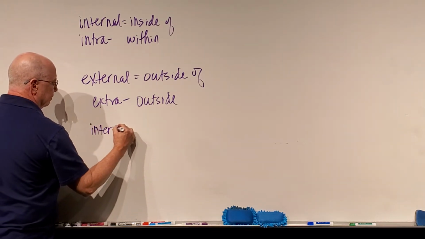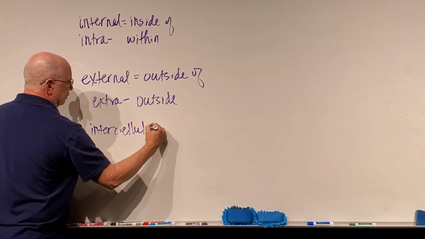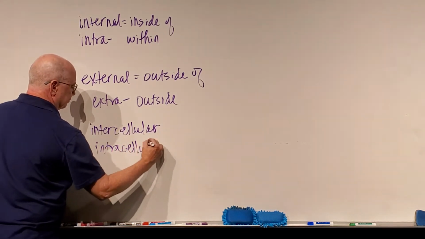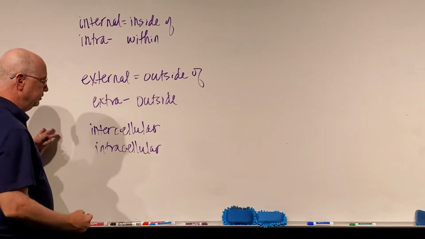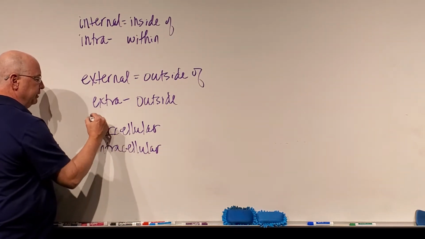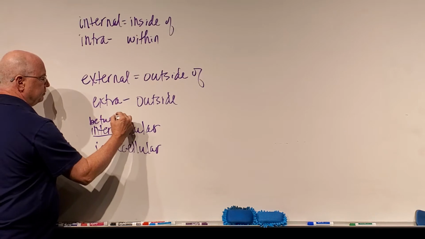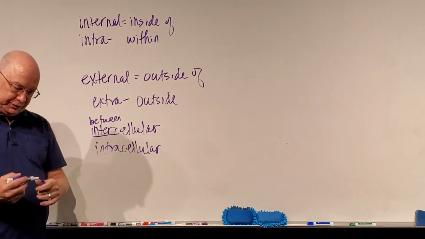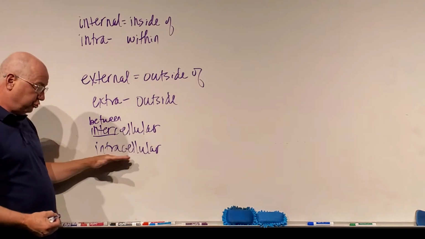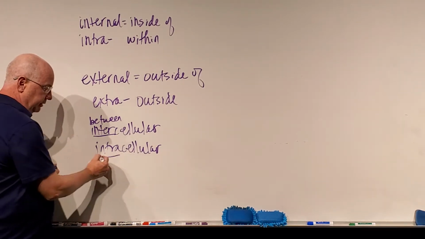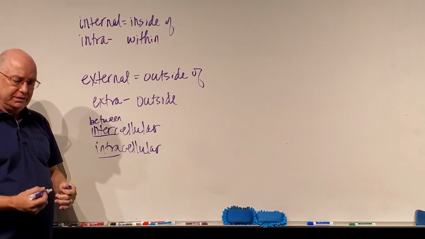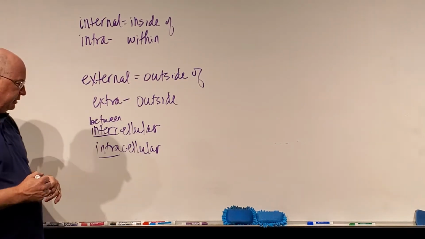intercellular and intracellular. And they are different. This is where language is important. Intercellular, inter means between. So the intercellular environment is the environment between the cells. The intracellular environment is the environment within the cell or inside the cell. They mean two totally different things, okay?